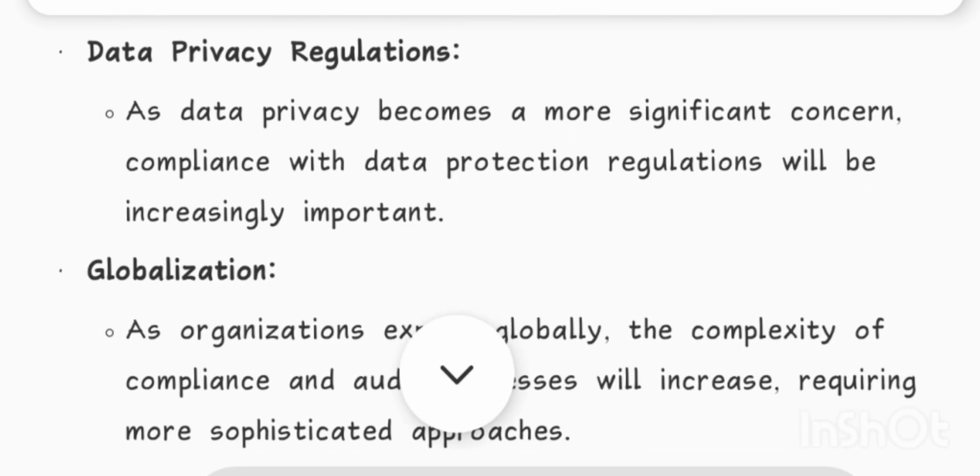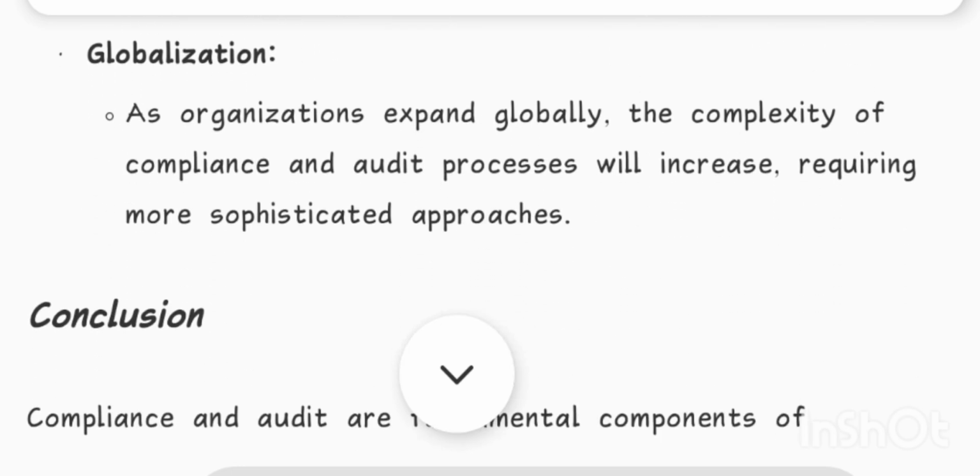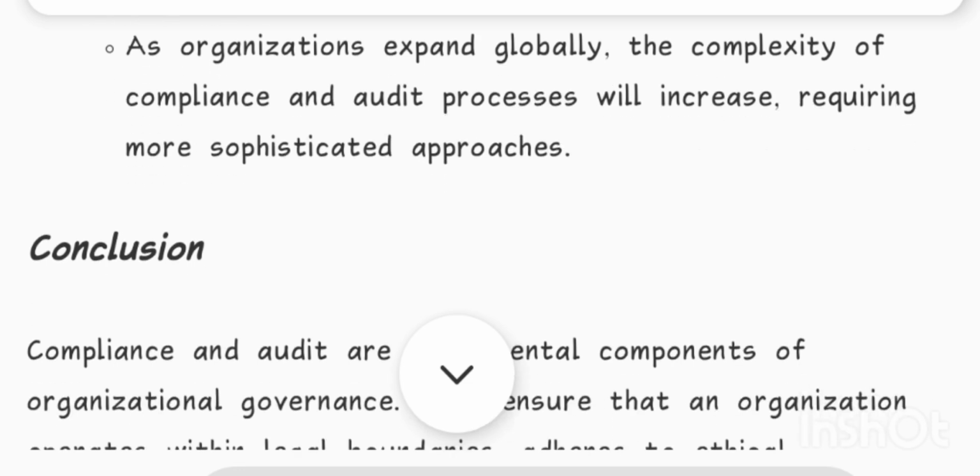Data privacy regulations. As data privacy becomes a more significant concern, compliance with data protection regulations will be increasingly important. Globalization. As organizations expand globally, the complexity of compliance and audit processes will increase, requiring more sophisticated approaches.